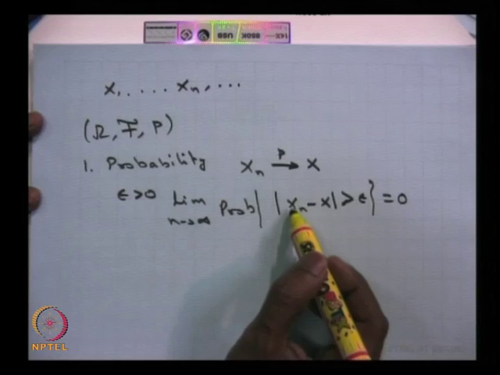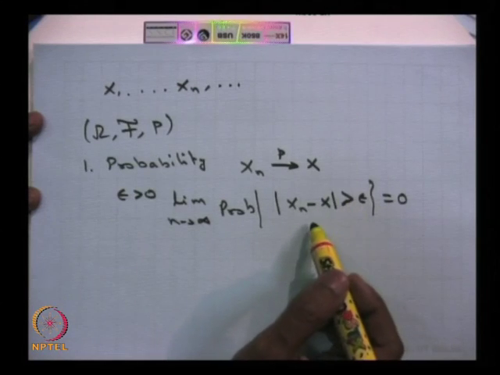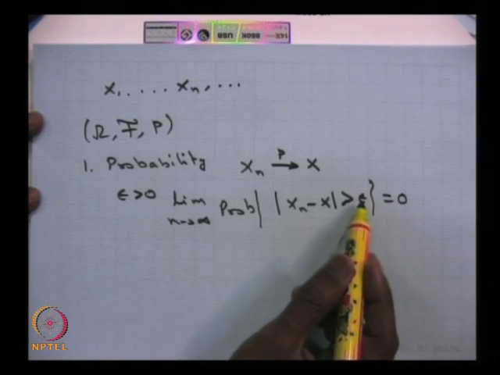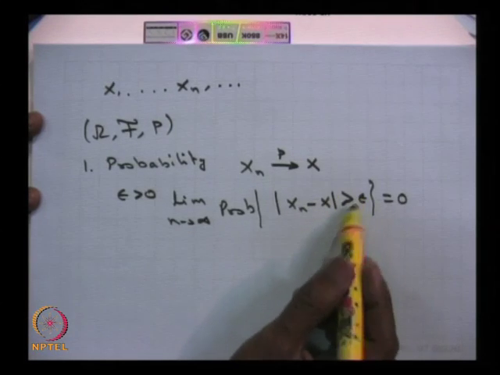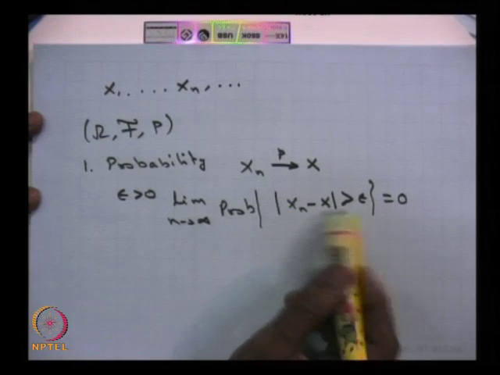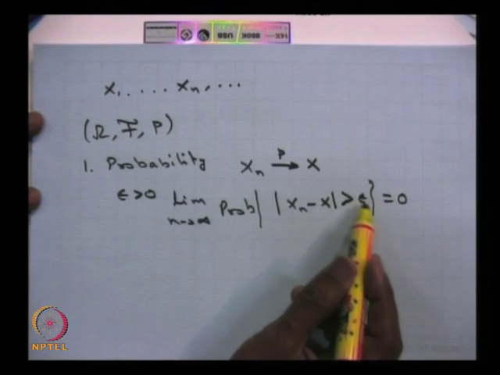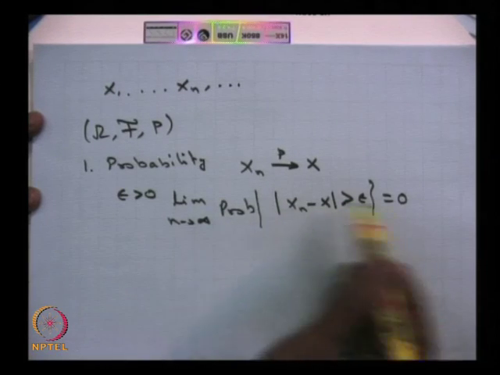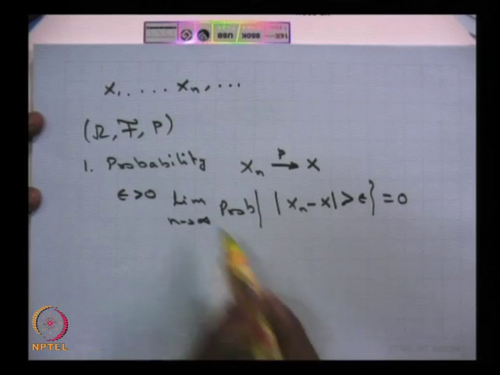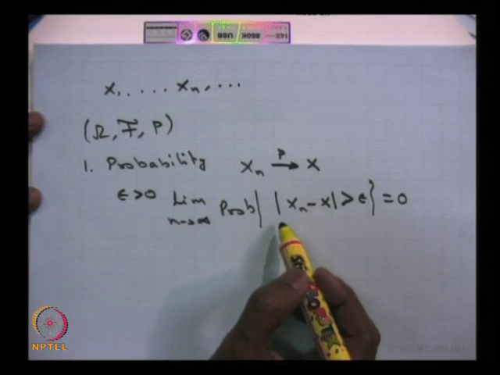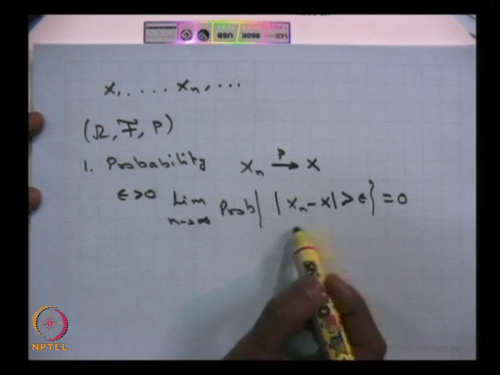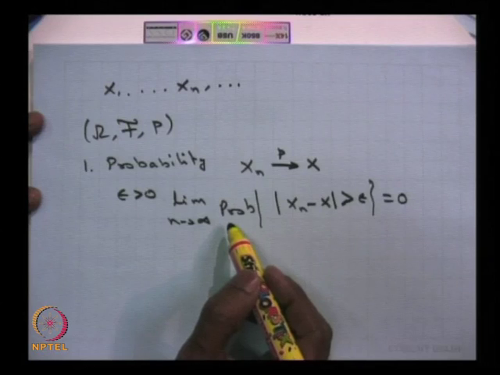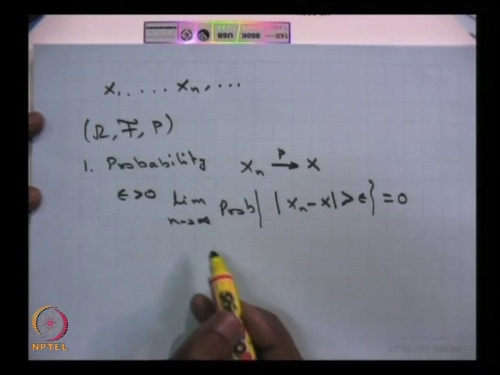That means you collect the possible outcomes where the absolute difference X n minus X is greater than epsilon, that is, the events which are away by more than a length of 2 epsilon. The probability of those outcomes is going to be 0. So you are not doing convergence the way you do in real analysis; you are trying to find the event, then finding its probability. Therefore, this is called convergence in probability.